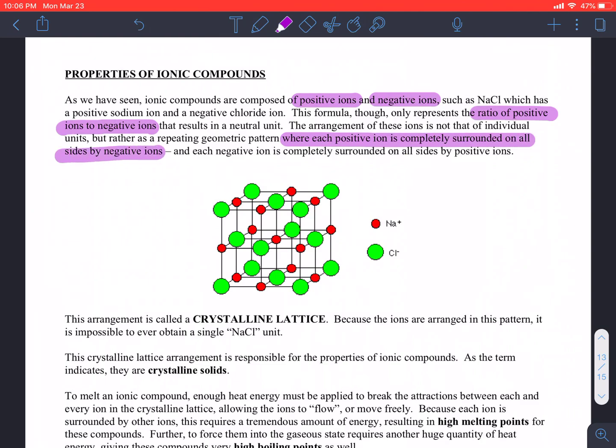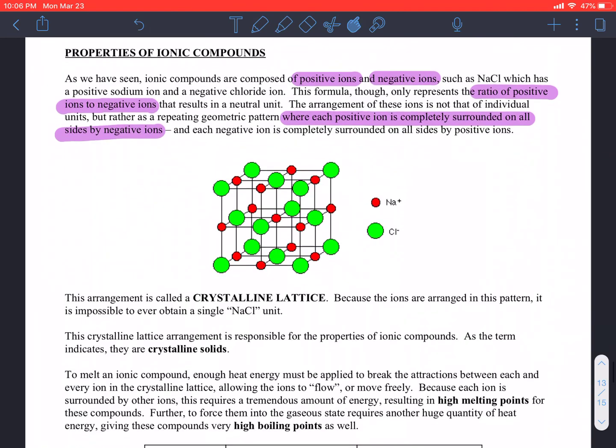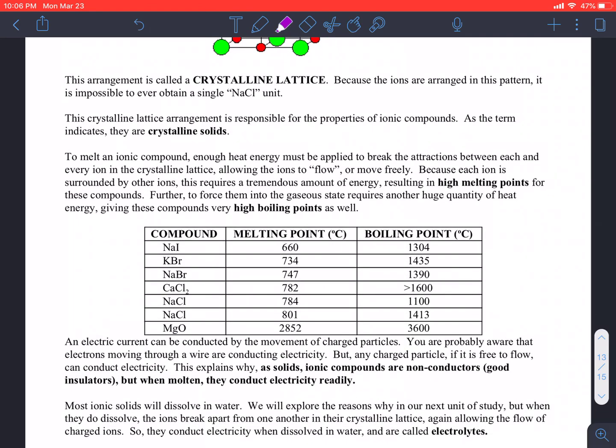So even though the formula for NaCl is 1:1, this structure here is more of what a salt structure looks like, where there's maybe thousands of ions, but they're in the ratio of one positive ion to one negative ion. They're a repeating pattern. Okay, so each negative ion is completely surrounded on all sides with positive ions. Now, this arrangement is called a crystalline lattice. Because the ions are arranged in this pattern, it is impossible to ever obtain a single NaCl unit, meaning we can't just have one Na and one Cl ion, period.